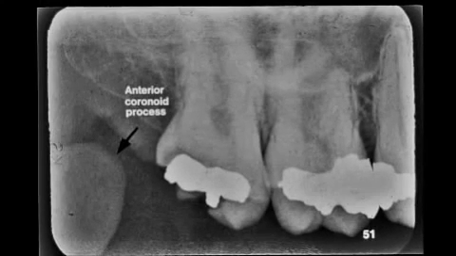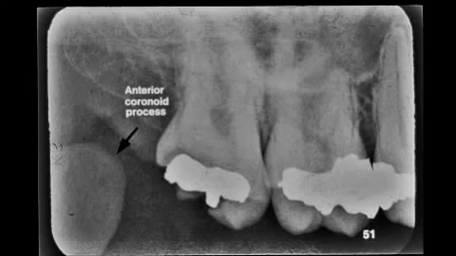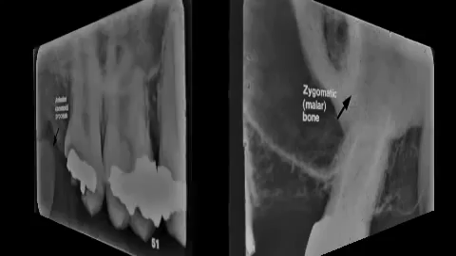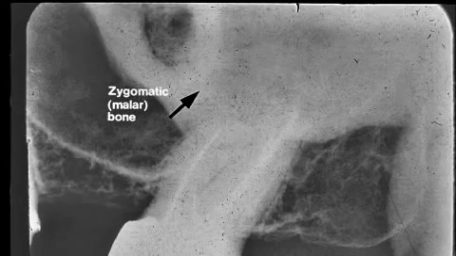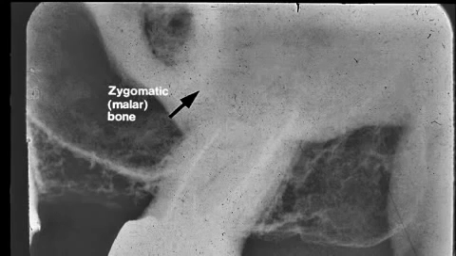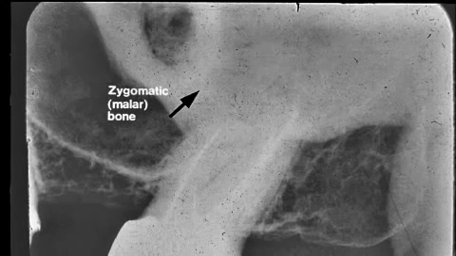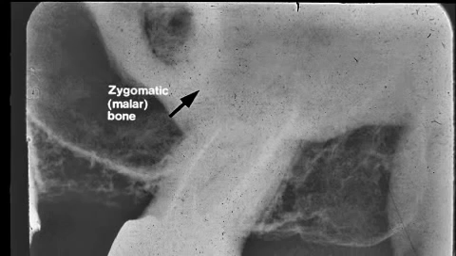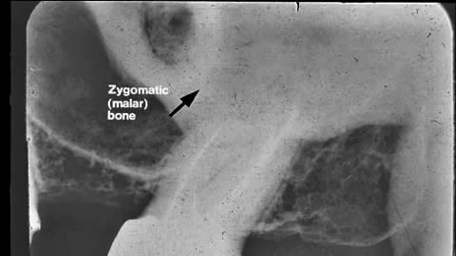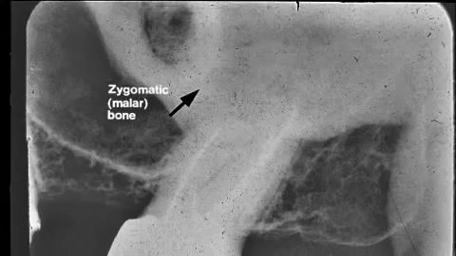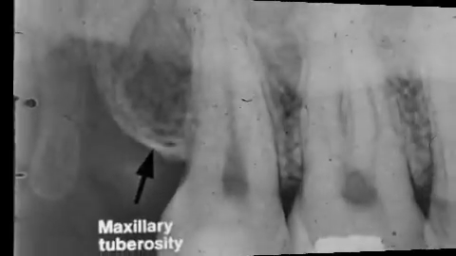This is the coronoid process. It is the one time that we see mandibular radiographic anatomy in a maxillary X-ray. It is radiopaque. The arrow points to the zygomatic or malar bone. It looks like a rectangle. And right above the arrow is a radiopaque U shape. This is the zygomatic process. The zygomatic bone extends posterior from the process.